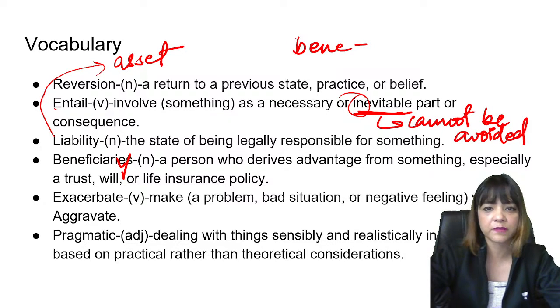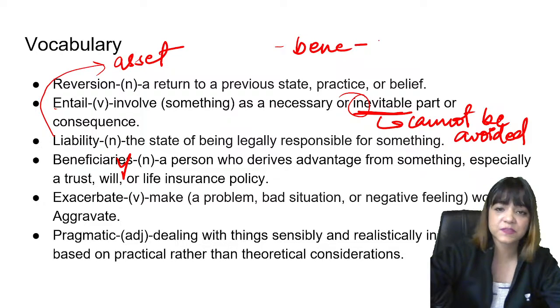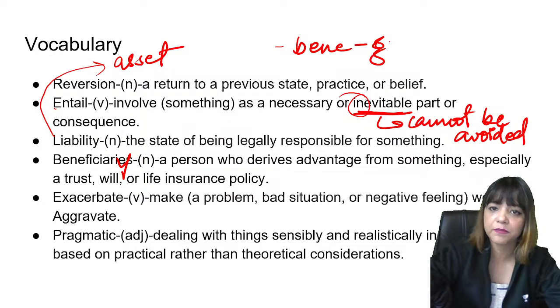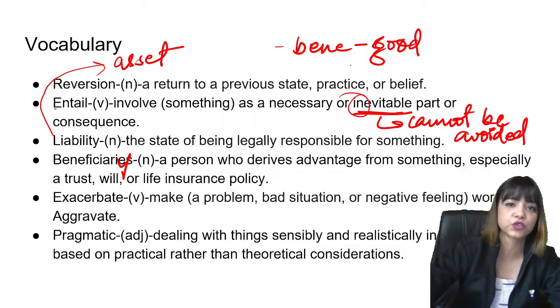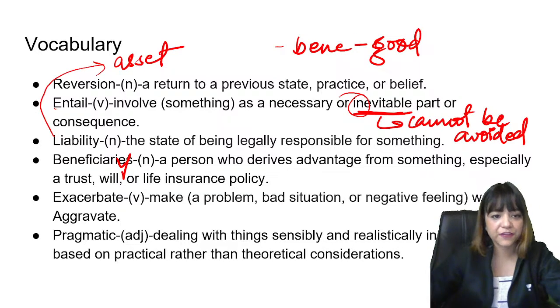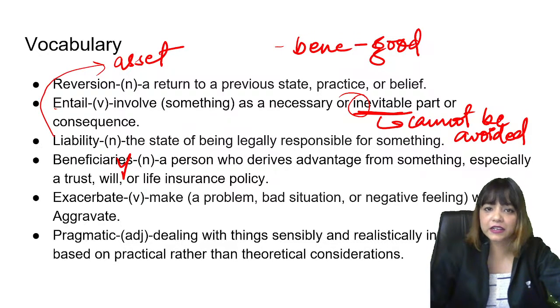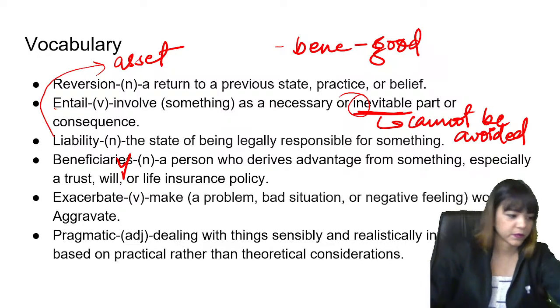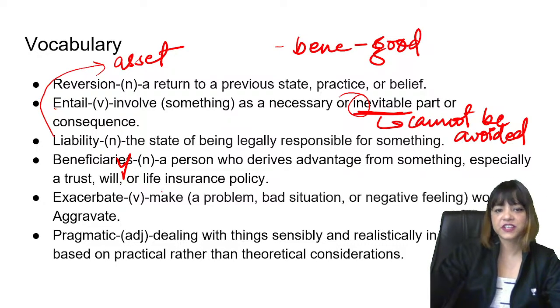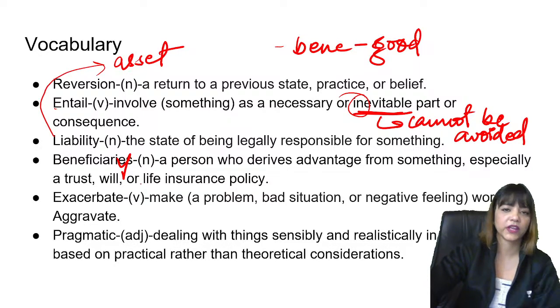I am sure that you remember I discussed this in my classes, in the special class also, that whenever bene is used, it is something that is good. So benefit, benefactor, benevolent. Benevolent we generally use for someone kind. Okay, so all these words have come from the root word bene, which means good. So beneficiary is the one who benefits from a certain trust or a will or a life insurance policy or a pension.